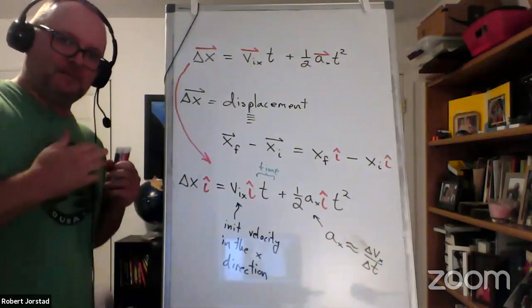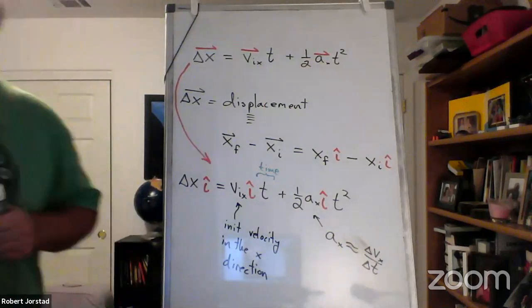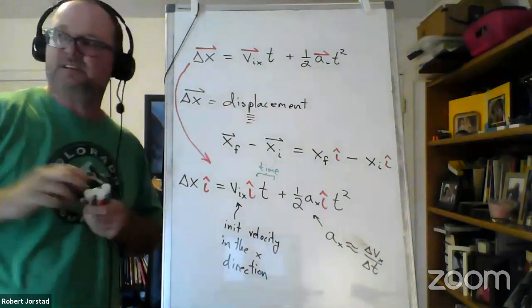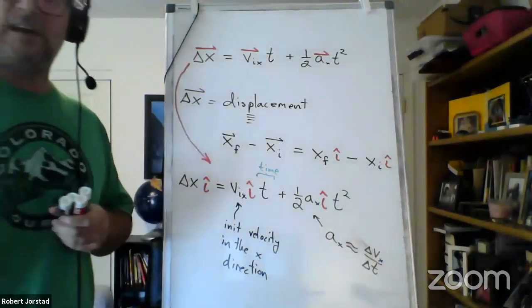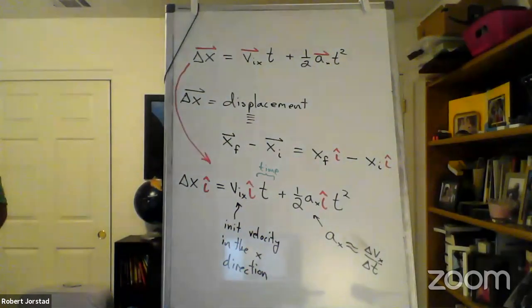Now, physicists are notoriously lazy when they get all these variables, all right? Let me see if I can get a little bit more light on here. All right, so that's just kind of, I don't know, having trouble with the lighting today. Let's just keep it like that.